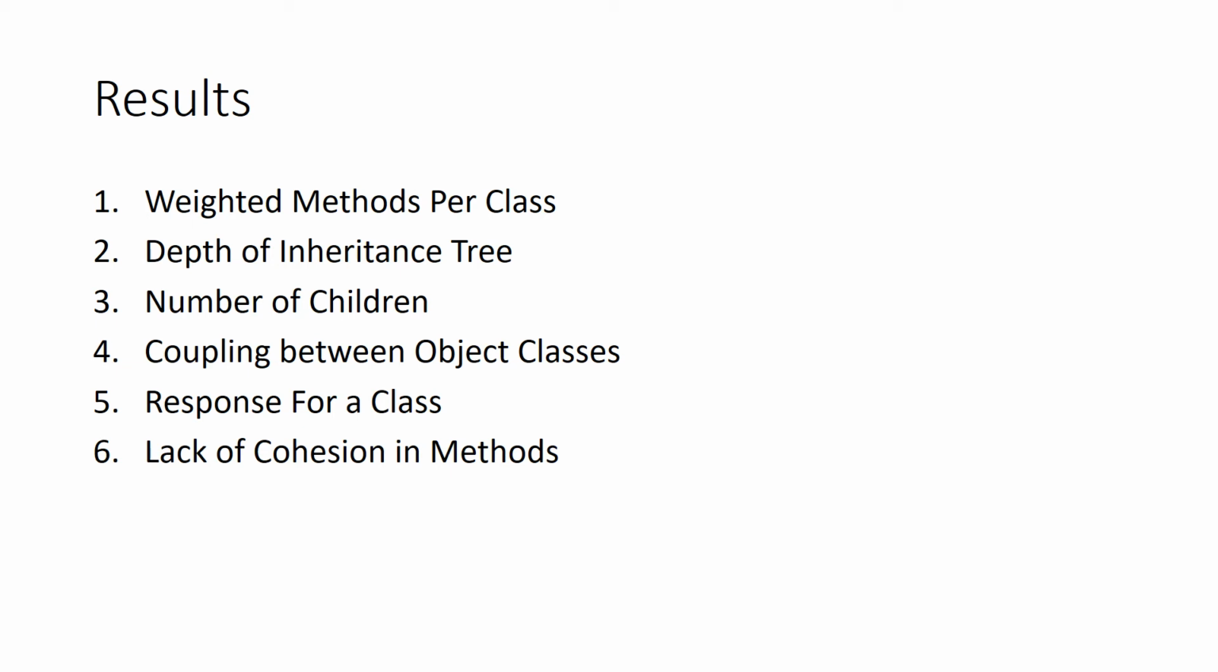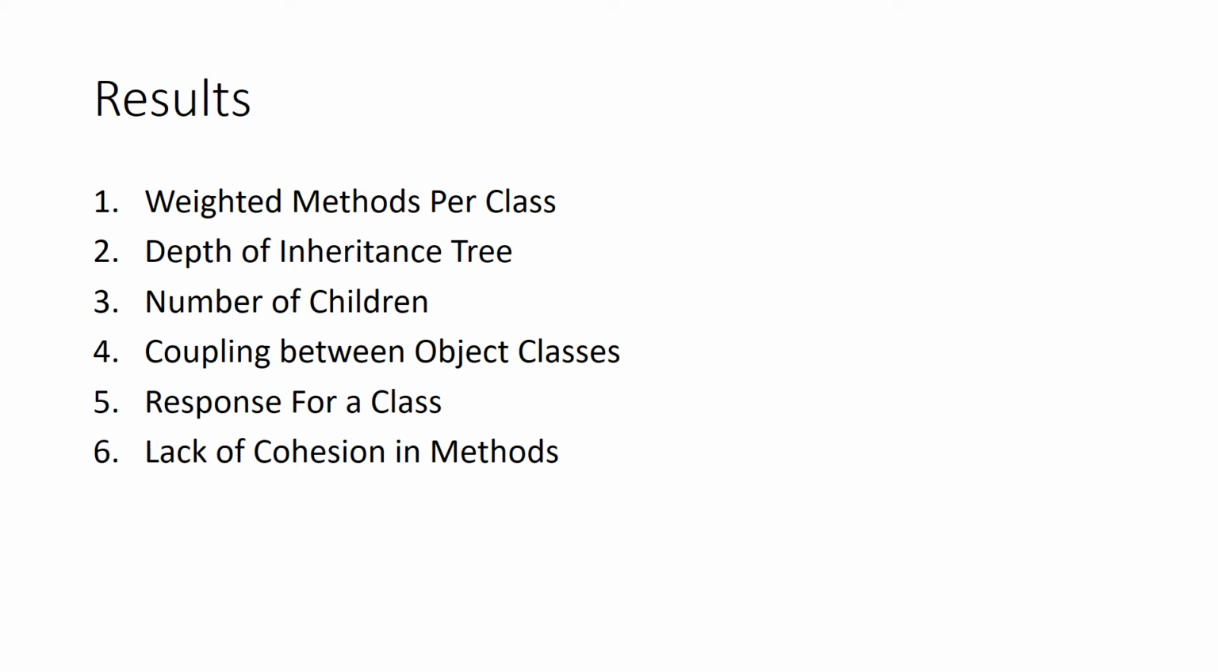So the first one is the weighted methods per class. This is the sum of all the complexities of all the methods declared in a class. This can be used to indicate the development and the maintenance efforts for the class. The second one, the depth of inheritance tree. This indicates the maximum length of a path from a class to a root class in a system. It measures how many superclasses can affect a class.